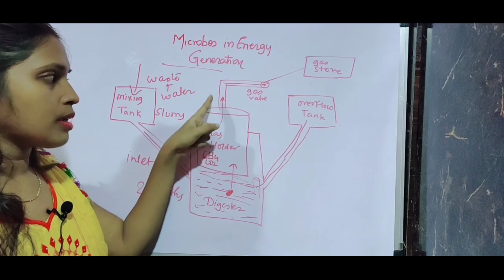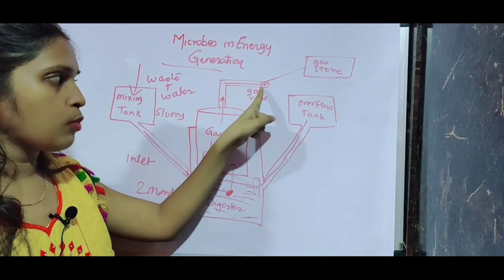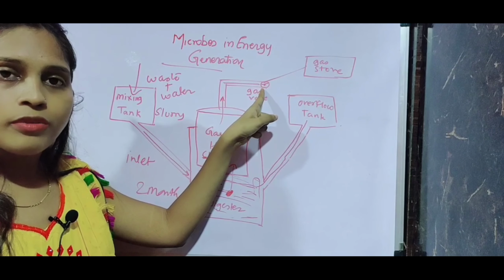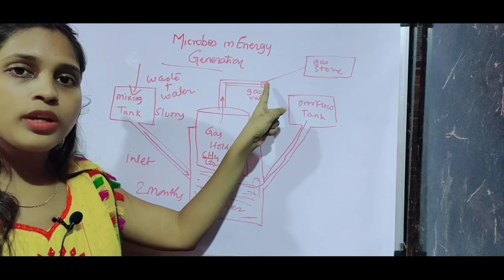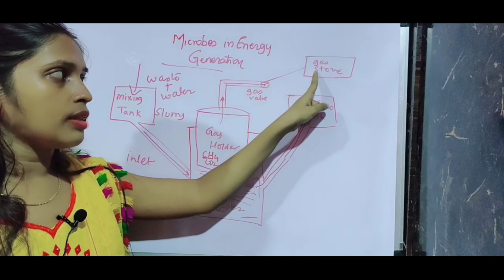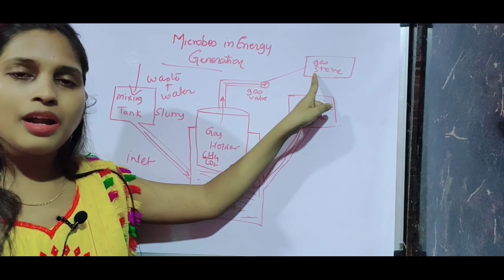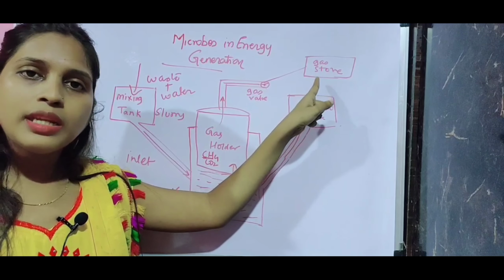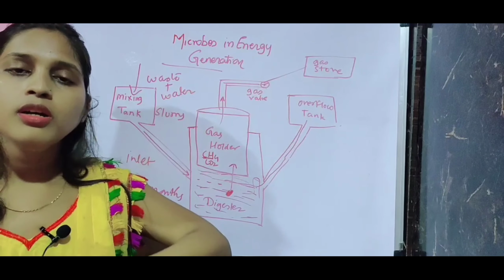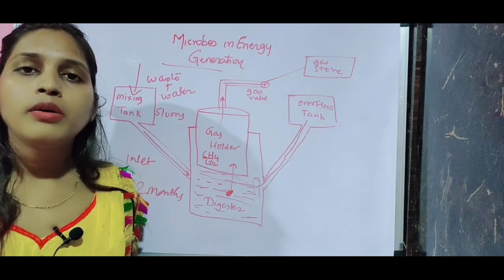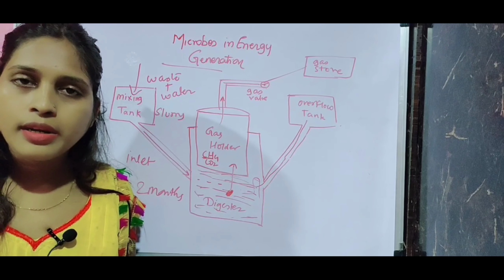So this methane is collected in this gas valve, and this gas valve has an on and off switch, and via this switch we can operate it, and this is the gas stove which we have in our kitchen. So rather than LPG, one can always opt for the biogas plant. I hope things are clear.